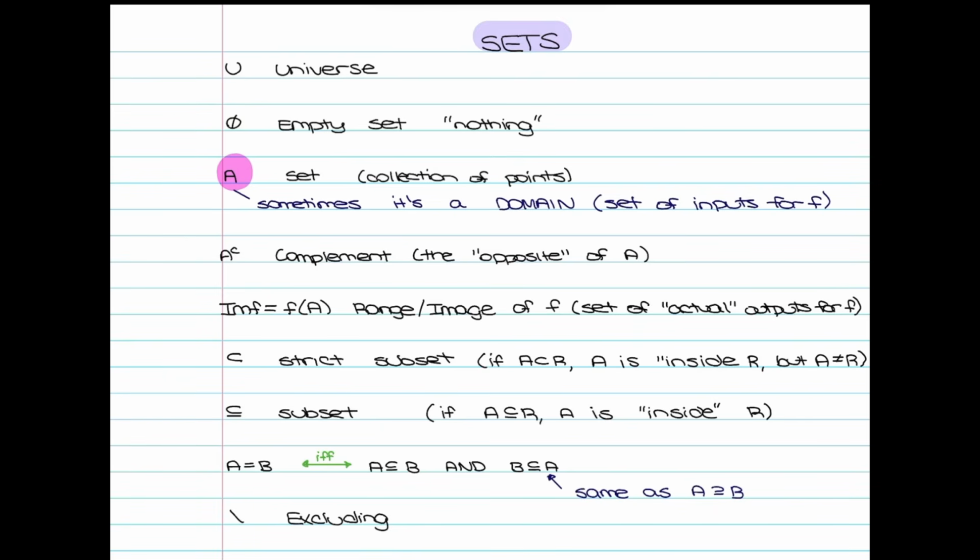When we're dealing with functions, often that's going to represent the domain. So the domain is a set of inputs for a function. And if we're talking about a one-variable function, it would be the possible x values. If it's a two-variable function, it would be the possible x and y values.